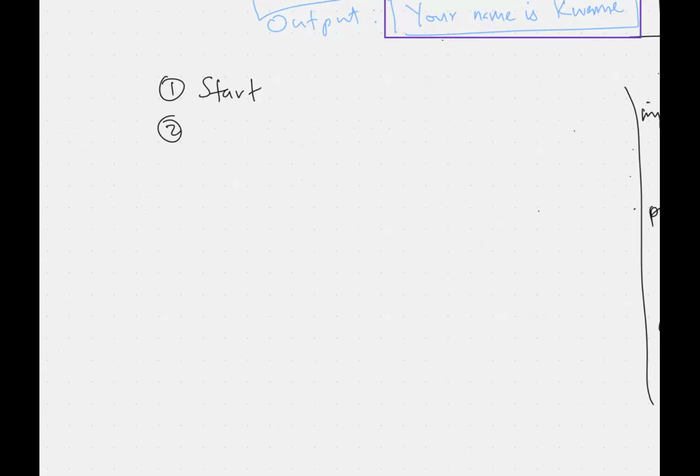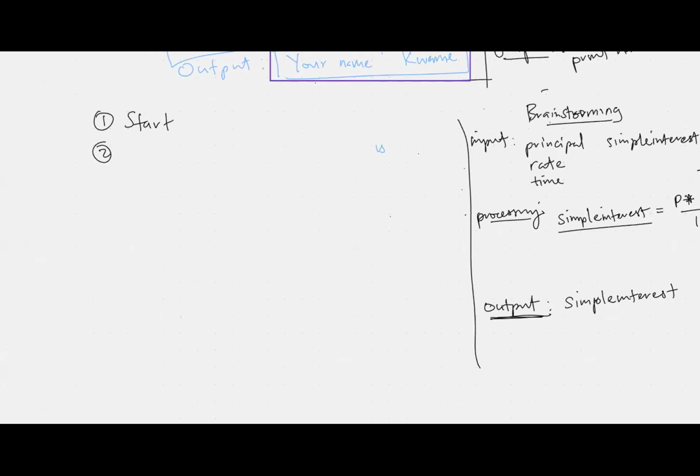Thank you very much. Mr. Gilbert says you declare the variables. So what variables are we declaring? The principal, rate, time. And what will be the data type? Float.